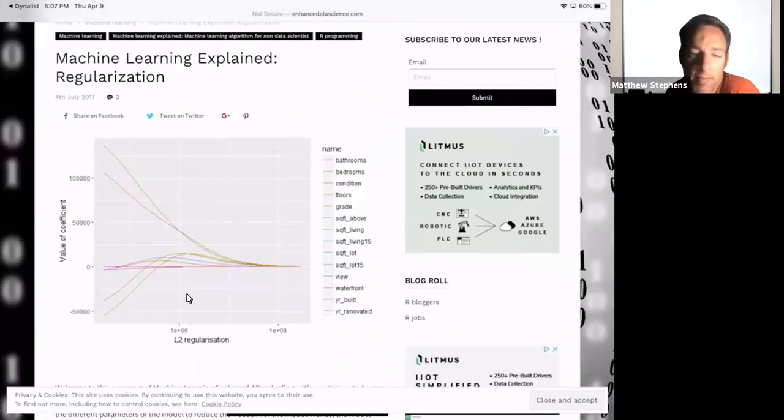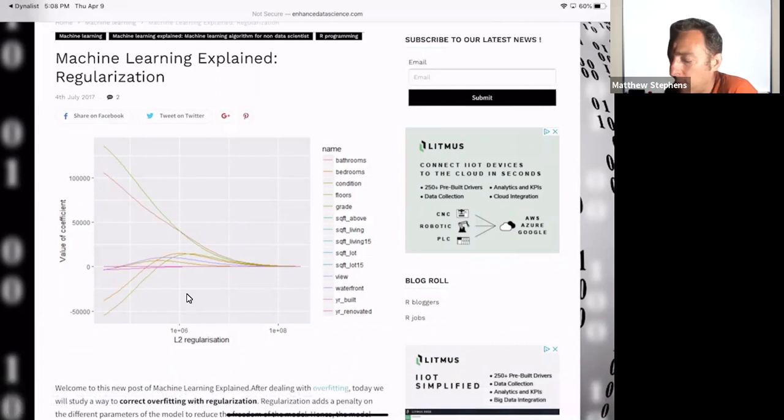So again, I like these examples because they do give you the code so you can rerun it yourself. In this case, the example comes from trying to predict house selling prices based on various predictors, like the number of bathrooms, the number of bedrooms, how good the condition is, how many floors, and whether it has a view. It's trying to build a regression model to predict the house selling price.